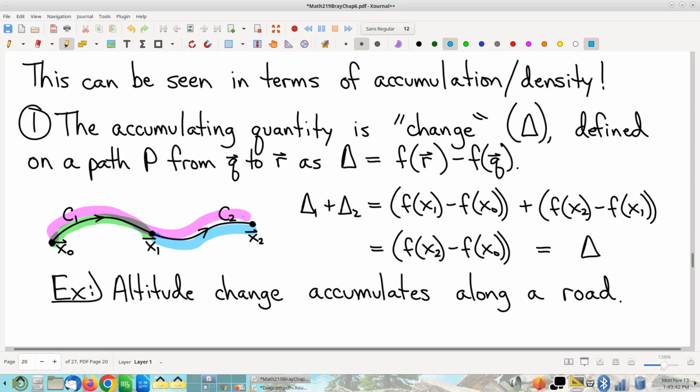I like to think in terms of how altitude changes. So let's suppose that this is not just some random curve. Let's suppose this is a road, some sort of a winding mountain road, and you're keeping track of altitude as you drive along the road. How much altitude do you gain on the green portion? How much altitude do you gain on the blue portion? Those have to add up to how much altitude you gained over the entire purple curve. Pretty believable. If you want to see the algebra of it, that's what this is right here. But I think it's pretty immediately relatable. Okay, so we have an accumulating quantity.